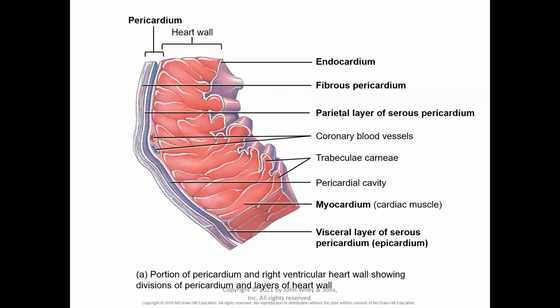In this picture, again, you can see the wall of the heart. From inside to outside, we have endocardium, myocardium, which is composed of cardiac muscles, and epicardium, or visceral layer of pericardium. After the visceral layer, you can see the parietal layer and the fibrous layer of pericardium. Between visceral and parietal, we have a cavity which we call pericardial cavity. In this cavity, we have a small amount of fluid.